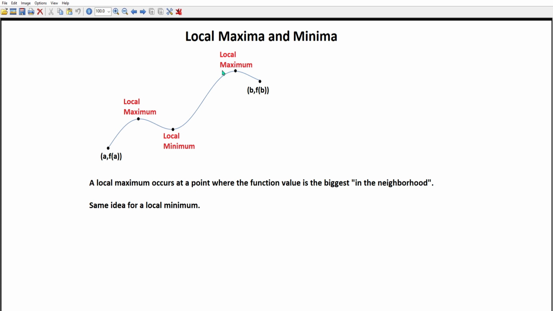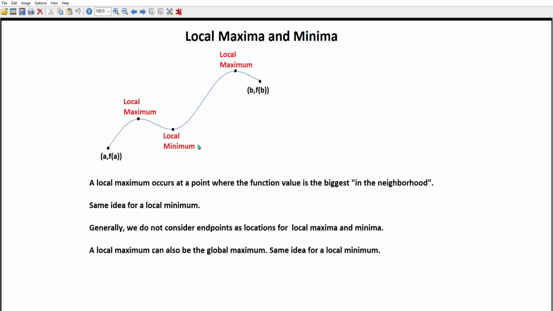Here's another local maximum. In general, we do not consider endpoints as local maxima or minima, even though this is the smallest in the area. In some sense, it's not in the vicinity. The neighborhood doesn't extend past the point. Same idea here. So when we talk about local maxima and local minima, we will not be talking about endpoints.